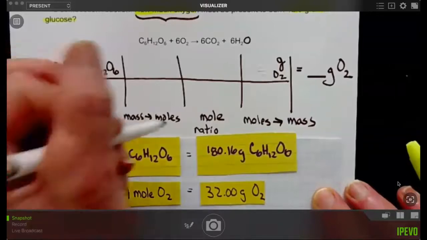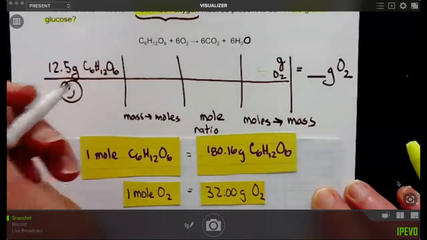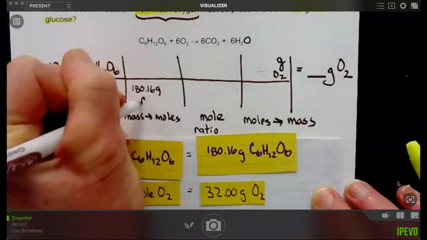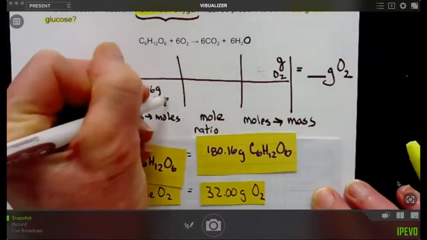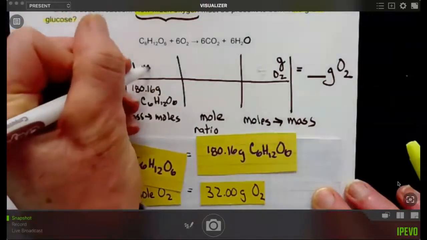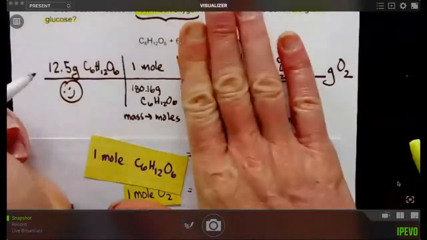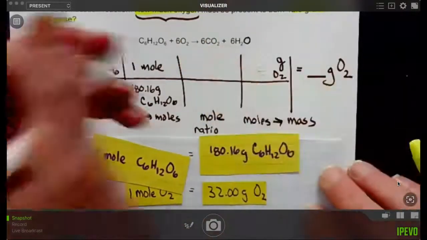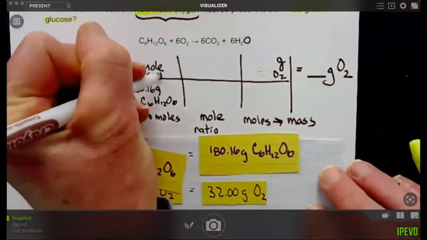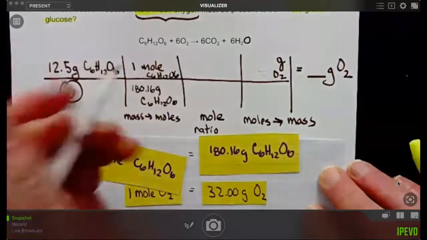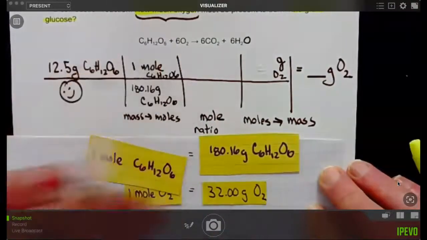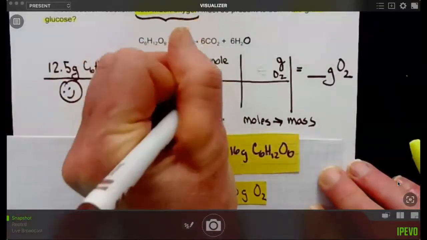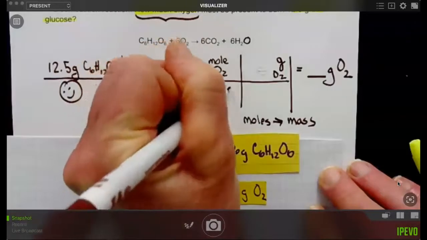So we're going from mass to moles. So we want to cancel grams. 180.16 grams of C6H12O6 is equal to 1 mole. So this is just converting from grams to mole. Right here we have our mole ratio. C6H12O6. I want to go from moles of the sugar to moles of oxygen. So I want moles of oxygen and moles of the sugar.